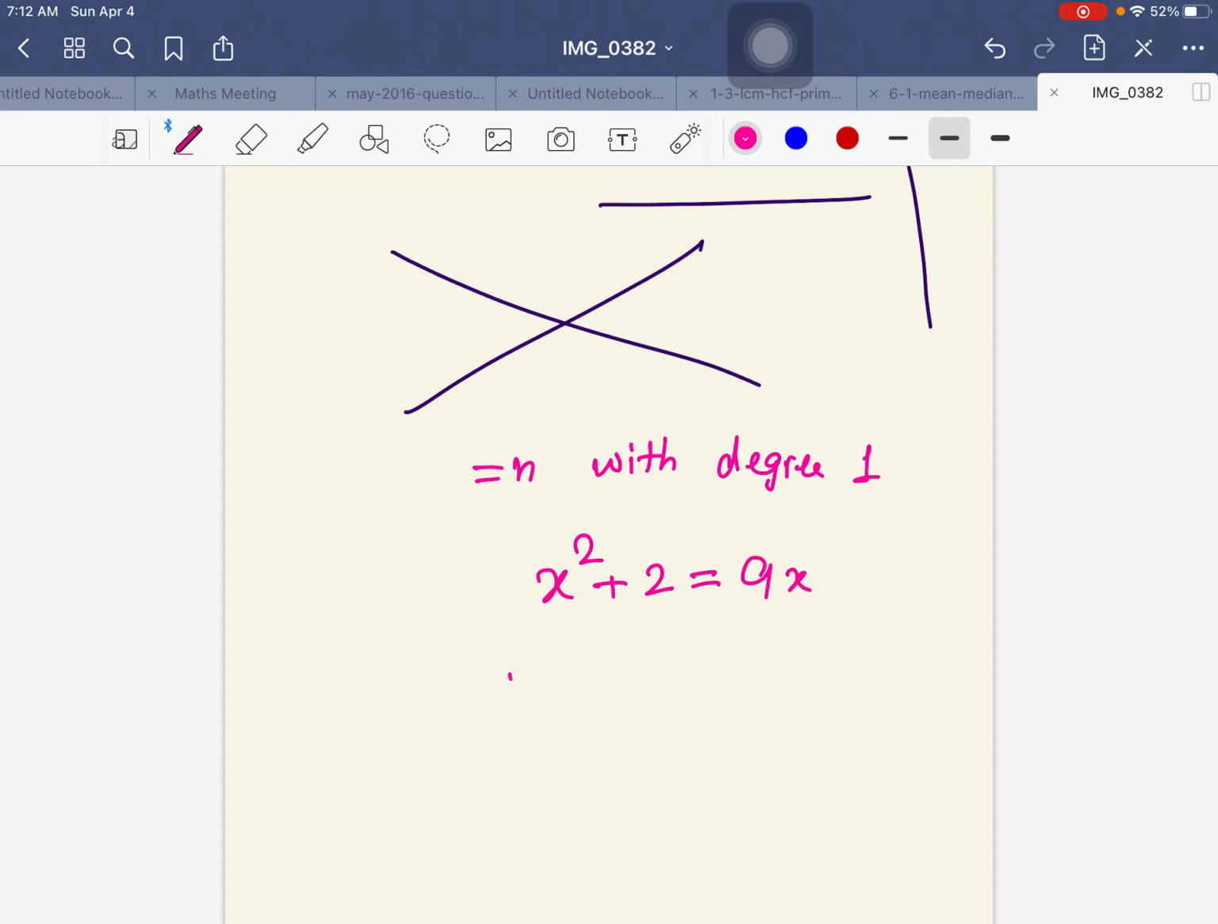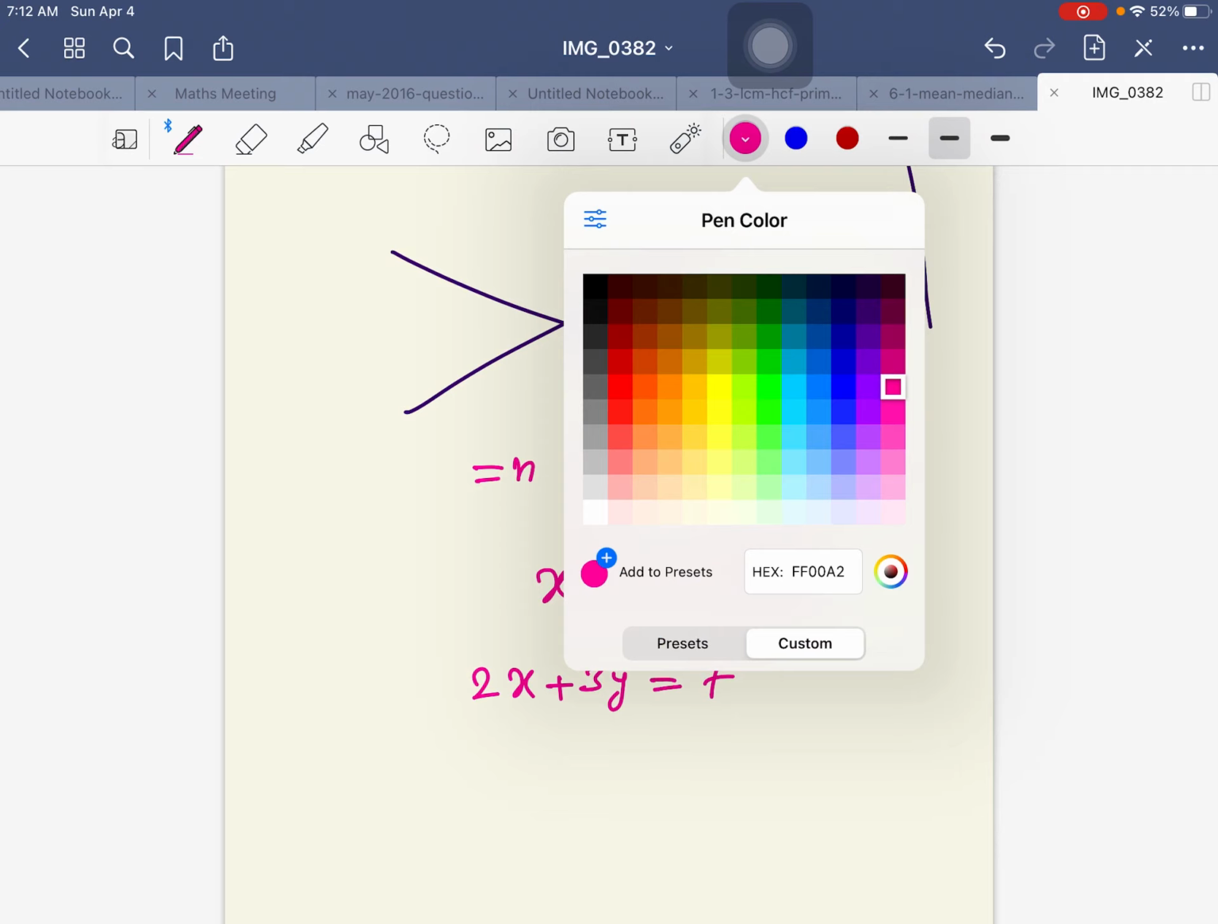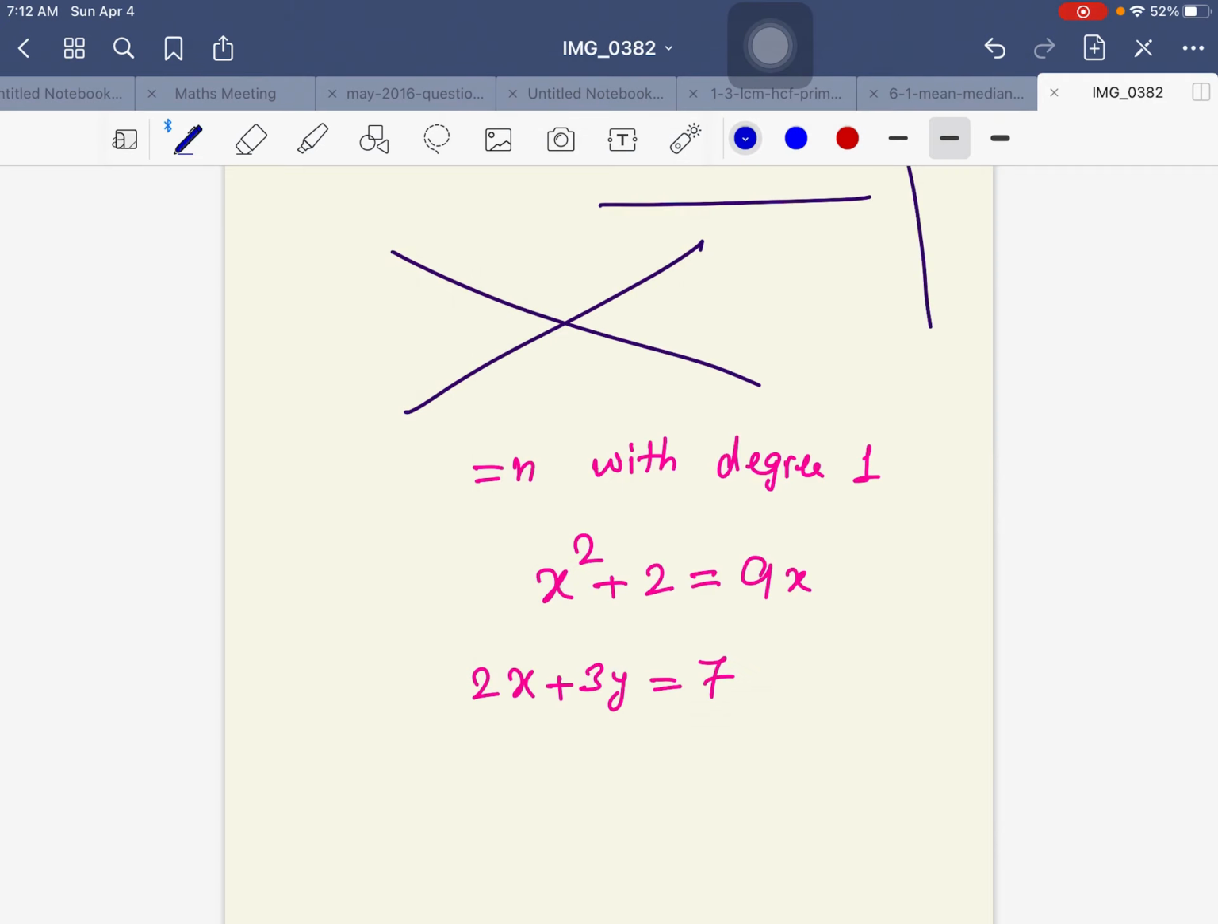If I write one more equation here, 2x plus 3y equal to 7. So what's the difference between these two equations? We need to understand the meaning of degree. When we talk about degree, it means the highest power. What's the highest power? Power means exponent. What is the highest exponent to the variable?